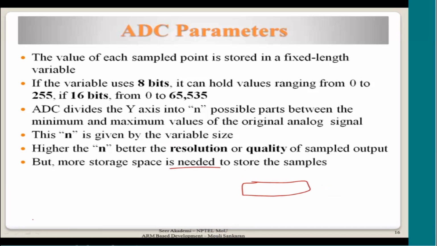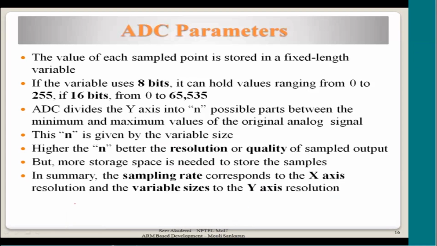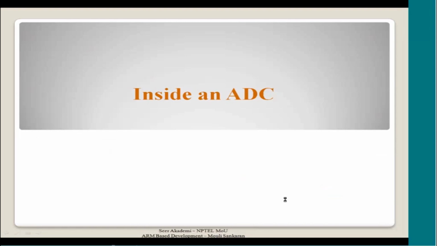So if you are recording one hour of an MP3 file with higher quality, that's why whenever you are saving some video, it will say high quality, low quality or medium quality. Based on the quality, you may have to sacrifice storage space for storing the value. That is after the ADC, analog to digital conversion, is done. In summary, the sampling rate corresponds to the x-axis, and the resolution, the variable size, represents the y-axis resolution. Now let us see what is inside an ADC.